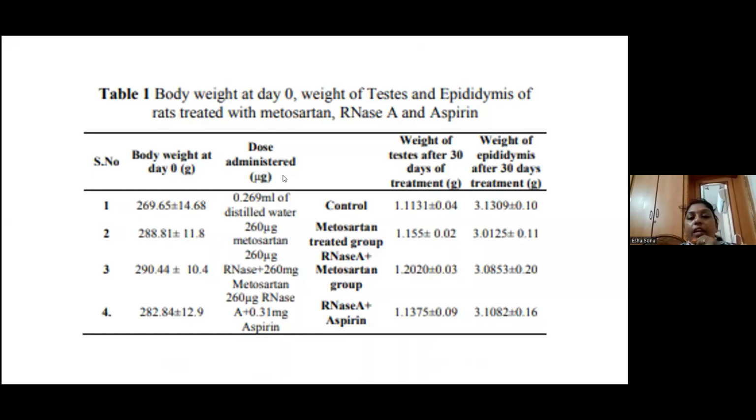Next, the body weight at day 0 and after treatment with the different agents, and the testis weight as well as epididymis weight. After 30 days of treatment, compared to control, the weight increased in the RNase plus metosartan group, where we can see the recovery of sperm production in the RNase A plus metosartan treated group compared to the metosartan treated or aspirin treated groups. And epididymis weight is almost similar in the case of aspirin, where it doesn't affect the sperm count.